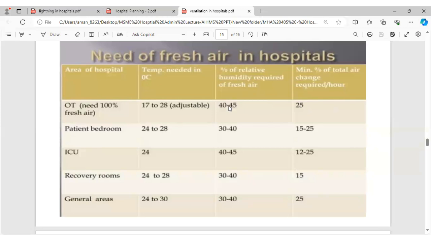For ICU, 24 temperature, 40 to 45 relative humidity, 12 to 25 air changes per hour. In the recovery room, 24 to 28 degrees Celsius, 30 to 40 relative humidity, 15 air changes per hour. General areas, 24 to 30, 30 to 40, and 25 air changes.